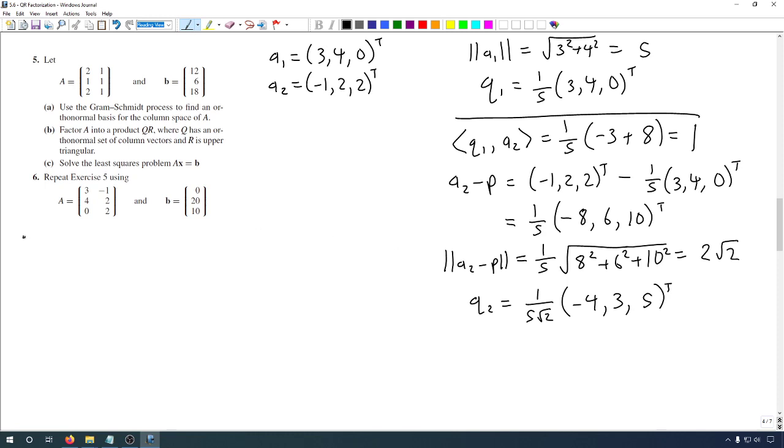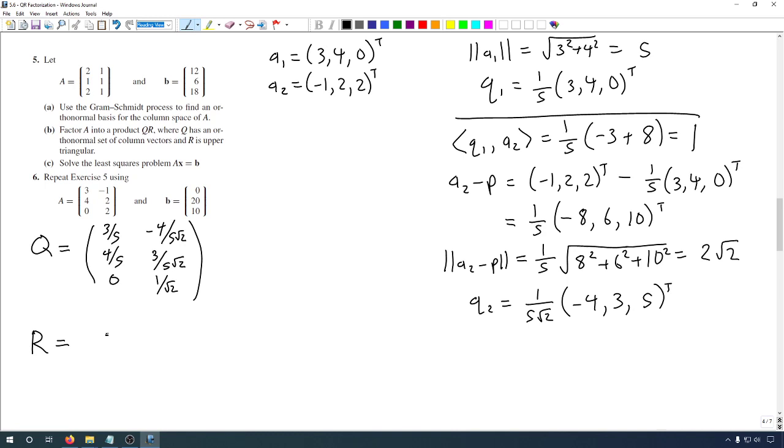Alright, so what do we have? We have Q is going to be these two columns. So our first column is 3/5, 4/5, 0. Our second column is negative 4 over 5 square root 2, 3 over 5 square root 2, and then 5 over 5 square root 2, we can actually cancel those 5s, so we get a 1 over square root 2.